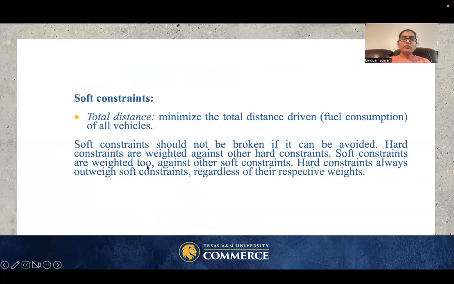Then coming to the soft constraints, here we have the total distance, that we have to try to minimize, the total distance driven by all of the vehicles in order to reduce the fuel consumption. Soft constraints should not be broken if it can be avoided. Hard constraints are weighted against other hard constraints. Soft constraints are weighted too against other soft constraints. Hard constraints always outweigh soft constraints regardless of their respective weights.